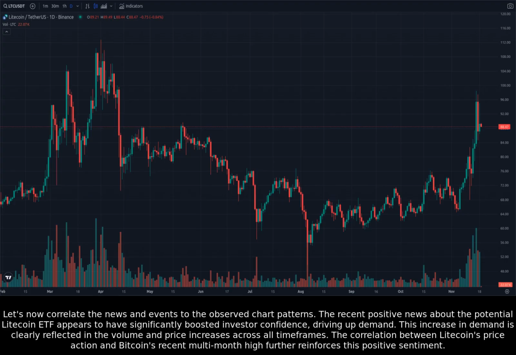Let's now correlate the news and events to the observed chart patterns. The recent positive news about the potential Litecoin ETF appears to have significantly boosted investor confidence, driving up demand. This increase in demand is clearly reflected in the volume and price increases across all timeframes. The correlation between Litecoin's price action and Bitcoin's recent multi-month high further reinforces this positive sentiment.